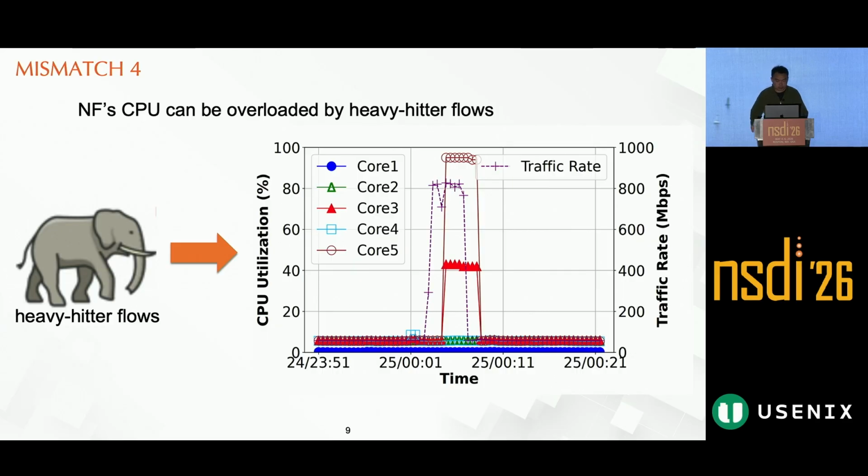Mismatch 4, CPU overloaded by heavy hitter flows. Although RSS distributes NF traffic across CPU cores, persistent elephant flows can be pinned to a single core, causing packet loss for all flows on that core. This risk is unpredictable.